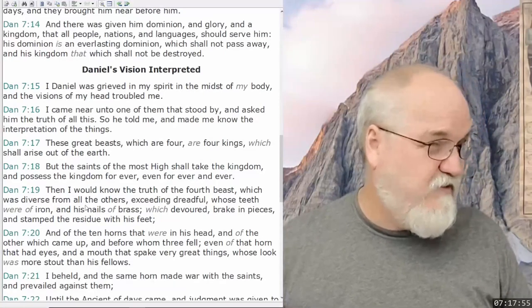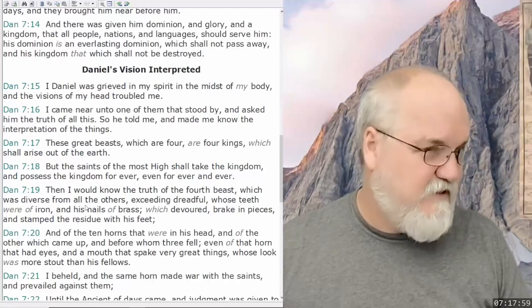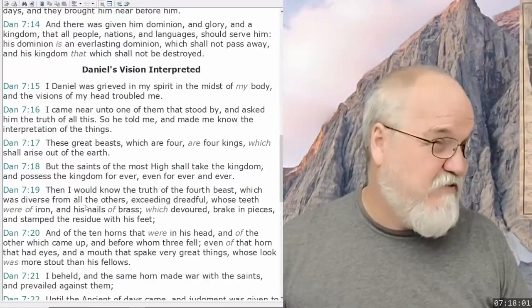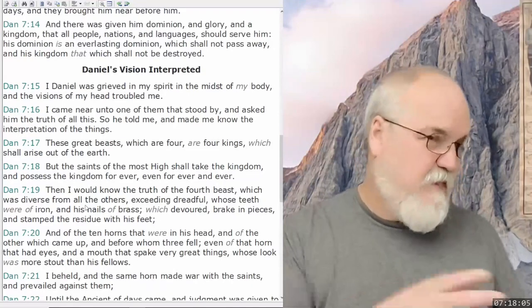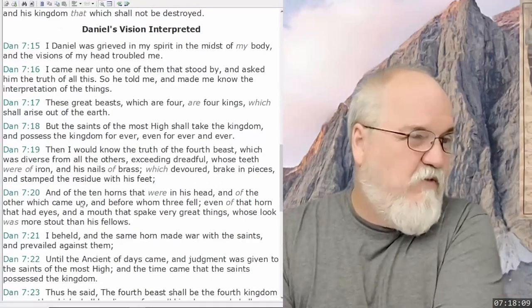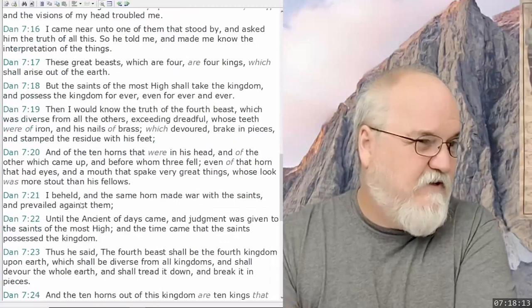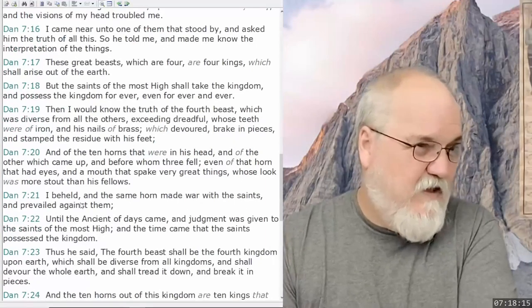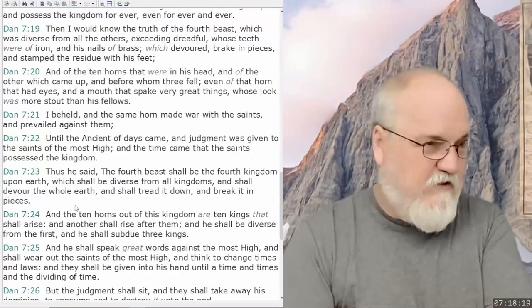I would know the truth of the fourth beast, which was diverse from all the others, exceedingly dreadful, and of the ten horns that were in his head, and of the others which came up. Right, so he's going to talk about it because of what he saw in vision. I beheld, and the horn made war with the saints and prevailed against them until the Ancient of Days came. And thus he said, the fourth beast shall be the fourth kingdom upon the earth.